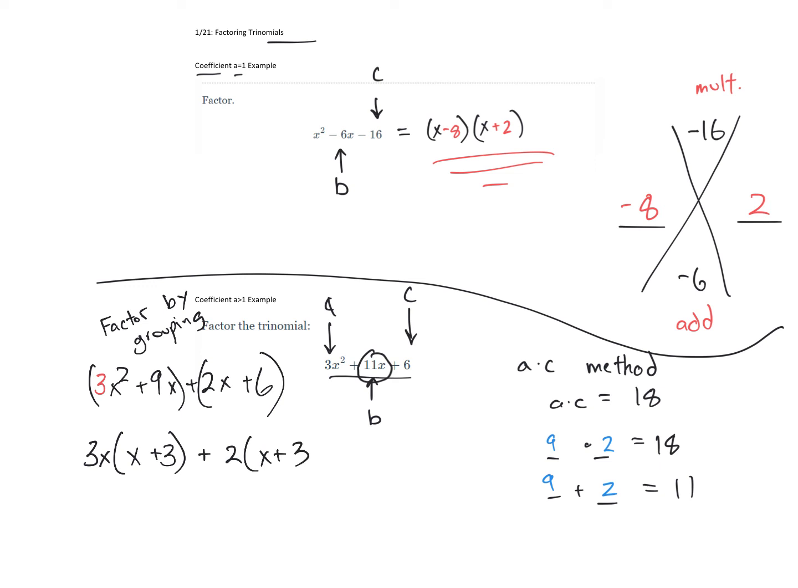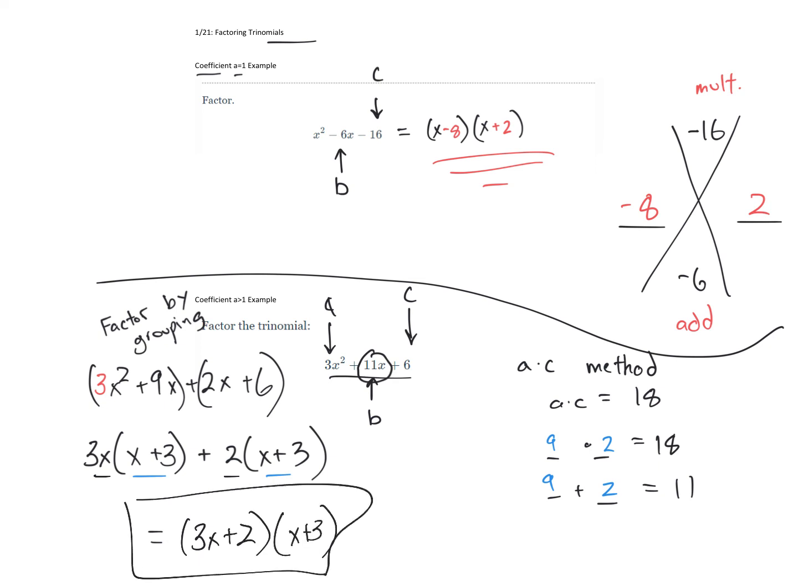And that's good, because the rule was what's left in the parentheses on both terms must be the same. And if they are, we can combine these two like terms. 3x combines with 2. And the x plus 3, just one of them follows, and it's factored.